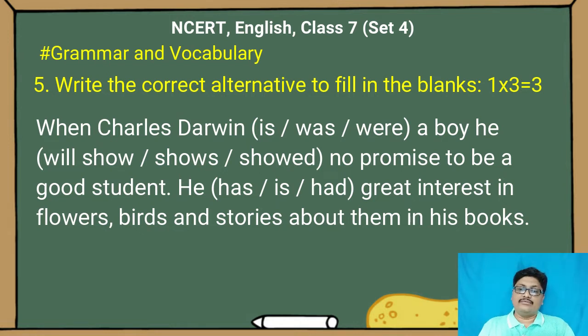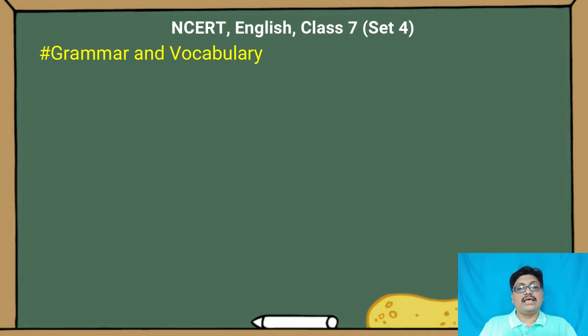And now I will give you the answer. When Charles Darwin was a boy, he showed no promise to be a good student. He had great interest in flowers, birds, and stories about them in his books. So I hope you have got all the answers. Okay, so let's come to the next question.